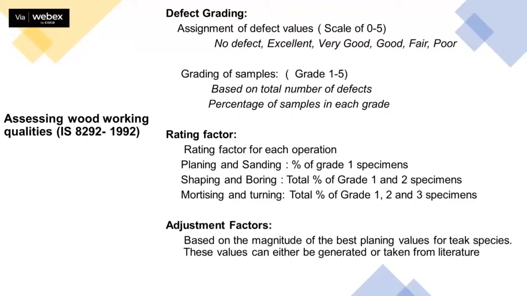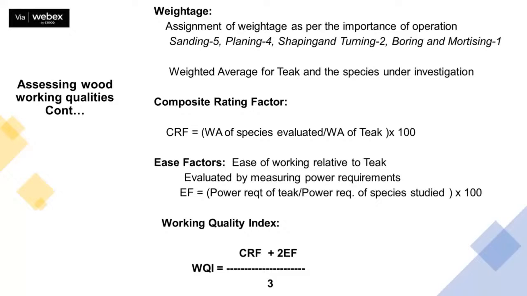For rating, for planing and sanding, the percentage of grade one specimens is taken into account. For shaping and boring, both grade one and grade two samples are taken. And for mortising and turning, we take both grade two and grade three specimens. So based on all these rating factors, adjustment factors are derived at the laboratory, or they can be taken from the published literature. The same is done for teak also. And then we give a weightage value depending on the operation.